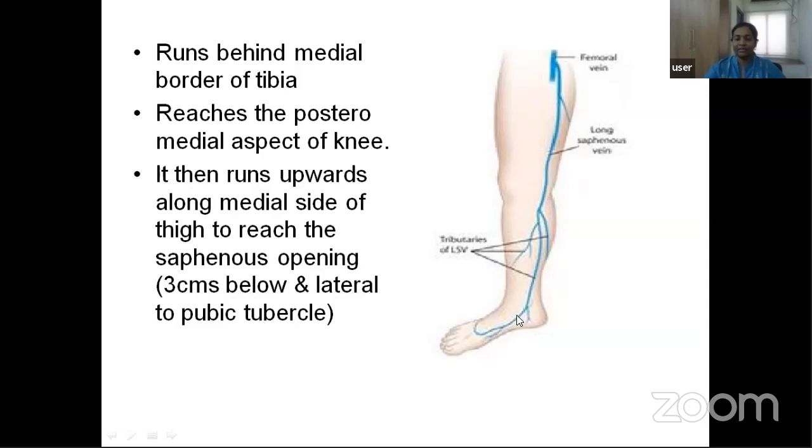Till the knee, the great saphenous vein is running on the medial side, but when we come to the knee region, it goes to the posterior medial aspect of the knee. It runs upwards along the medial side of the thigh to reach the opening called the saphenous opening. So we'll discuss the course again.